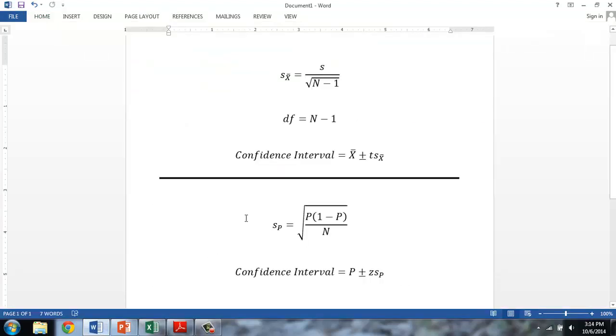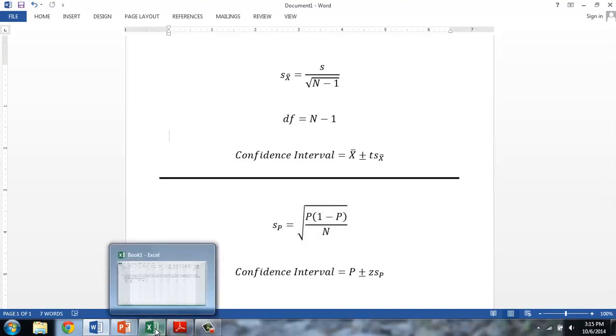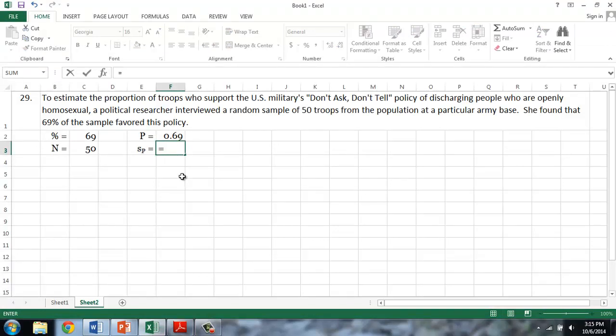The next step, much like calculating confidence intervals for means, is to calculate a standard error. The standard error for proportions is equal to the square root of the proportion times 1 minus the proportion over n. So we'll type equals SQRT for the square root of the proportion times 1 minus the proportion divided by our sample size.